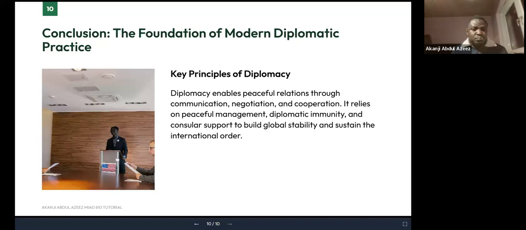To perform their duties without interference. What we talked about today is consular officers, who also play an important role in assisting citizens abroad and promoting economic and cultural relations between countries. So this is the end of this module. These things we mentioned form the foundation of modern diplomatic practice: the characteristics, the immunity, and the consular officer.